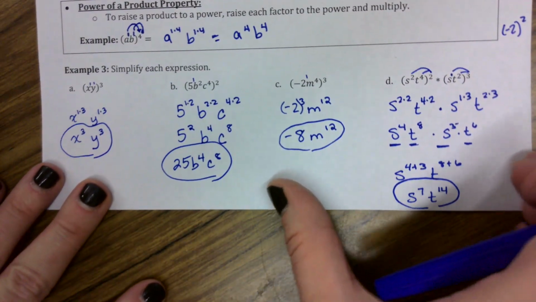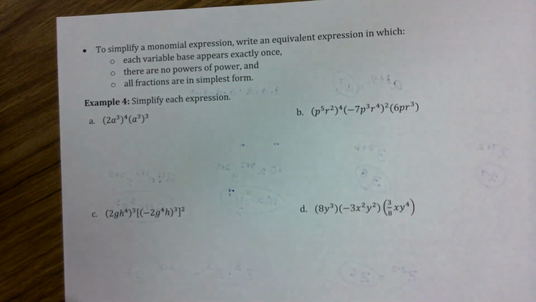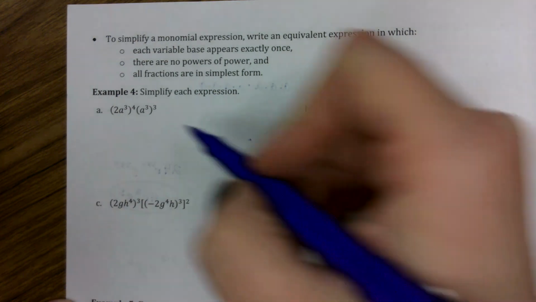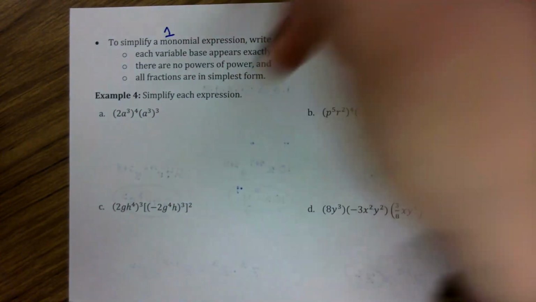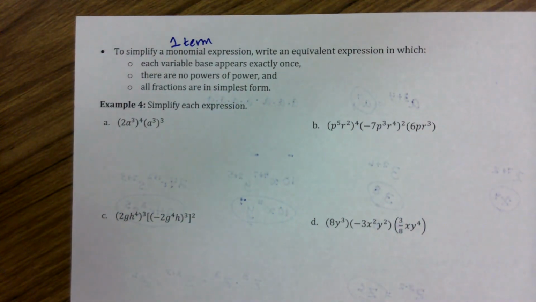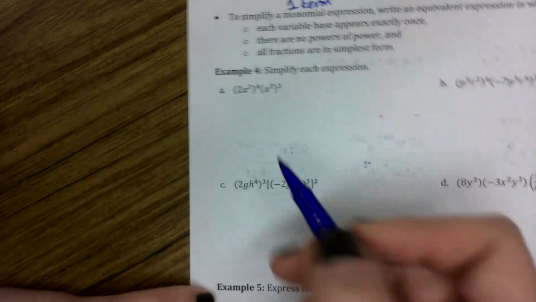All right, the next slide. It says to simplify a monomial expression. Monomial, mon means one, so one term, one number. Write an equivalent expression in which each variable base appears exactly once. There are no powers of powers, and all fractions are in simplest form. They just want you to simplify.